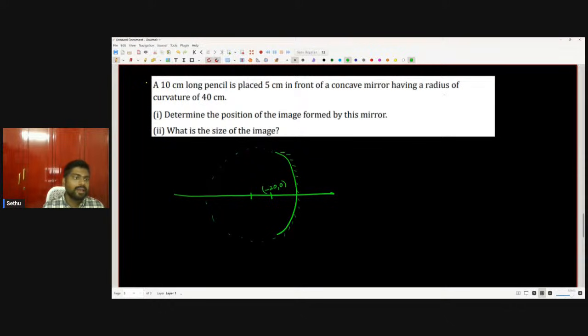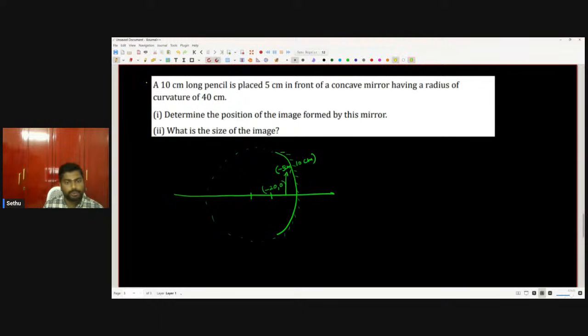Okay. And it's a 10 centimeter long pencil. It is placed 5 centimeter in front of a concave mirror. So somewhere here it is placed. So the coordinates are going to be minus 5 centimeter, comma 10 centimeter. Okay. Now determine the position.